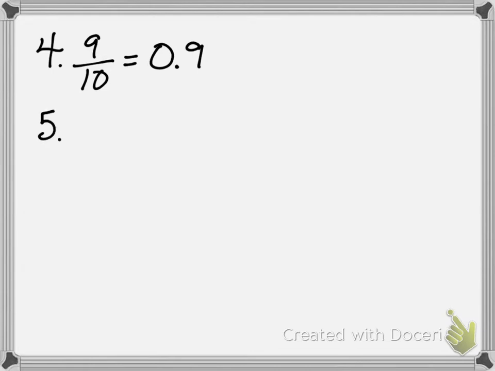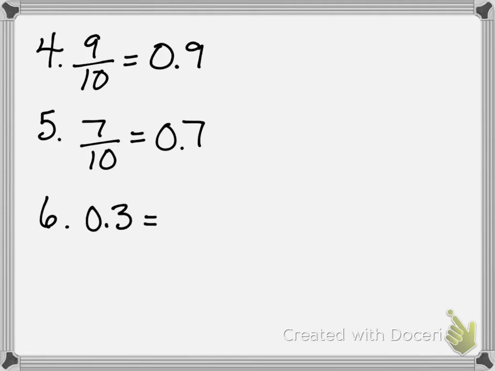Number 5, 7/10. Pause the video until you're ready. And if you did that properly, it should be 0 decimal 7. Okay, let's try one that goes the other way. I'm going to write the decimal and you write the fraction. 0 decimal 3. Pause the video until you have your fraction written.